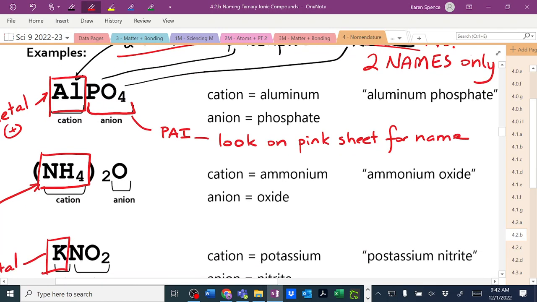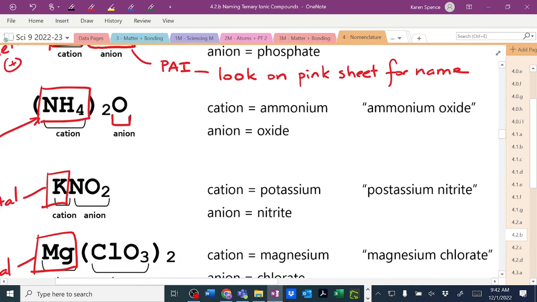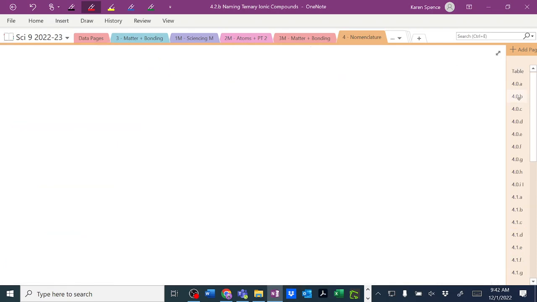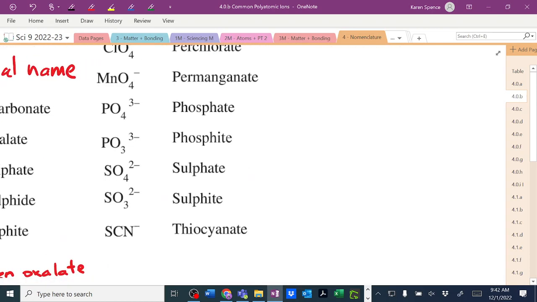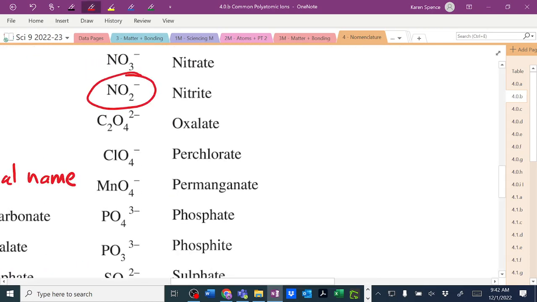Now, NH4 was our cation. That means that O is our anion. And you know how to name O as an anion, it's oxide. K is our cation, that means everything else, the NO2, is our anion. We go and we look it up and we say, what's NO2? There's NO2, we find it on our pink sheet and it's nitrate. So we just name it nitrate. Don't mess with the names of the polyatomic ions. You don't have to change anything to I, just write the name down exactly as it is on the sheet, okay?